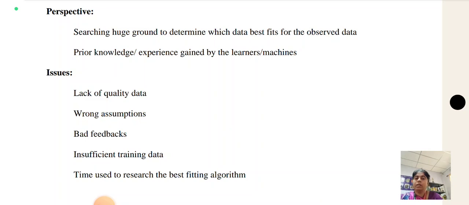For example, if we give bad feedback to the machine, in the Endiran film we may see one statement: instead of saying switch on the TV, the mother character said "TV podu". So it is bad feedback given to the robot. What the robot does is take the TV and put it on the floor. So the TV was broken.